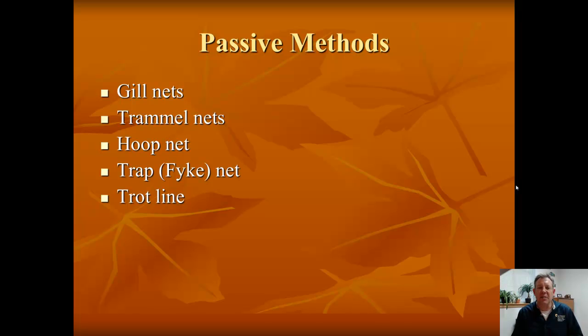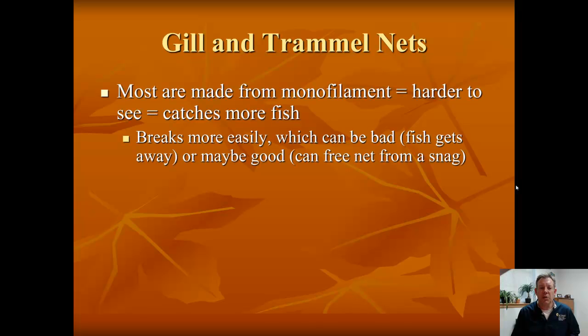So some of the passive methods that we're going to talk about are gill nets, trammel nets, hoop nets, trap nets, which are also called fyke nets, and trot lines. So let's talk about gill and trammel nets.